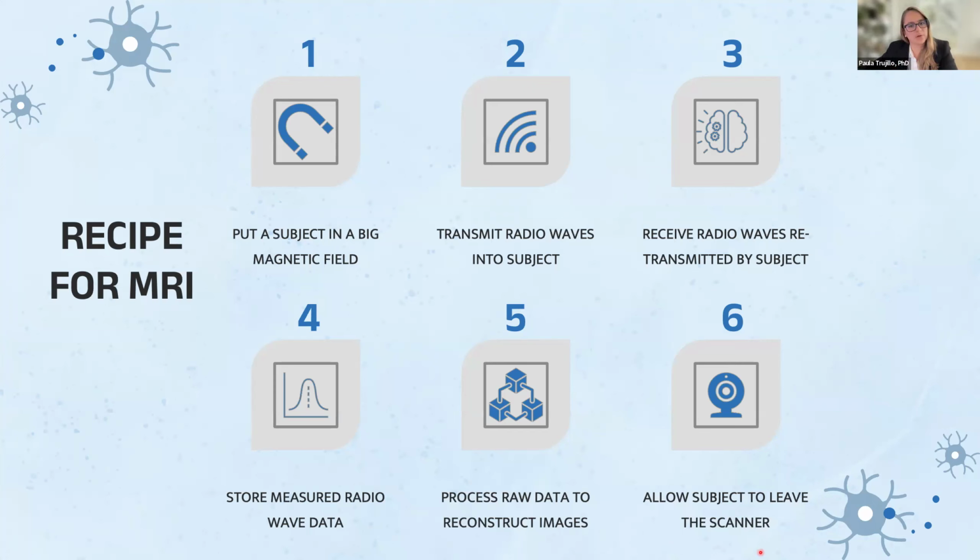Then we apply radio waves that are sent through your body, and this disrupts the alignment. When the radio waves stop, the water molecules realign, and this emits signals. These signals are captured by the MRI machine, and the signals are turned into detailed images of your body's internal structures, which helps doctors to see things inside your body, such as organs, bones, and tissues. We repeat steps 2, 3, 4, and 5 multiple times to get different images, and finally, we allow the subject to leave the scanner.